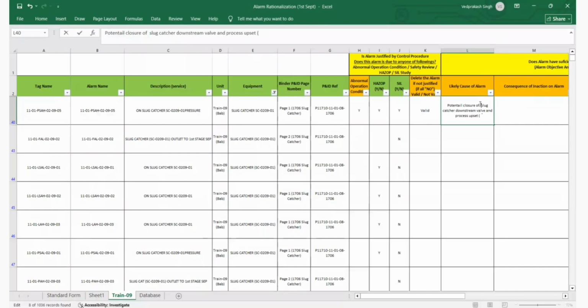Closure of manual valve or control valve, I think. No, downstream we have SDV. Just a minute, outlet. Yes. Just inlet also. Potential closure of any downstream valve. Okay, potential.